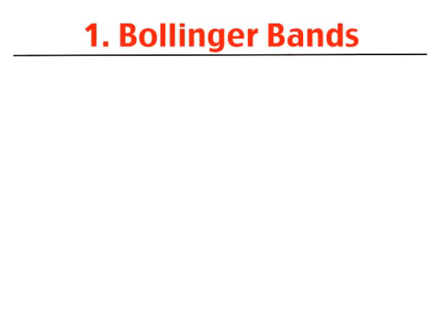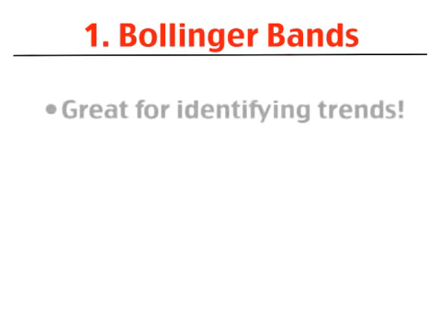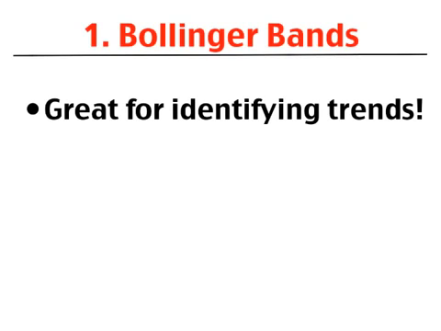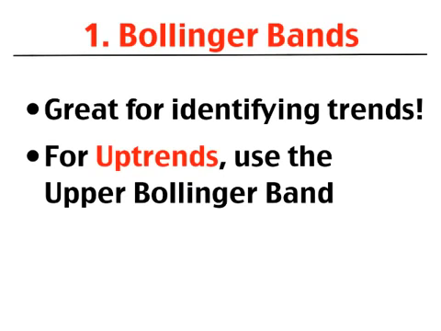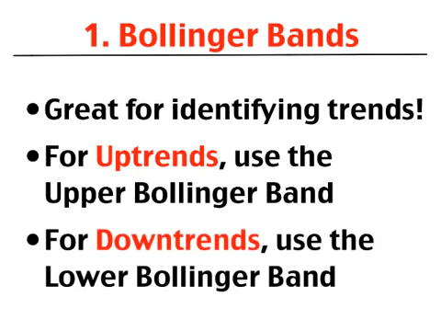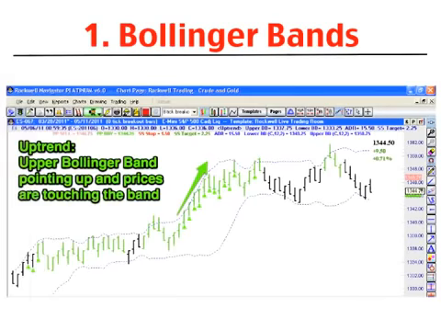Most traders use them to trade a sideways market, but not me. I am using Bollinger Bands to identify trends. You can use the upper Bollinger Band to identify an uptrend and the lower Bollinger Band to identify a downtrend. Let me show you. In an uptrend, you will see that the upper Bollinger Band is nicely pointing up in a 45-degree angle or more, and that prices are constantly touching the upper Bollinger Band. You see that the band is attracting prices like a magnet, and that's when we see a strong uptrend.